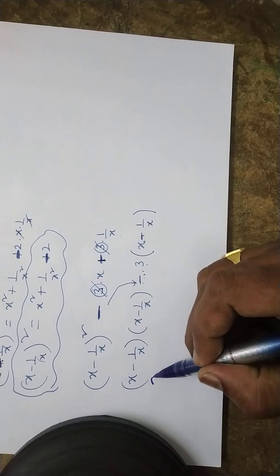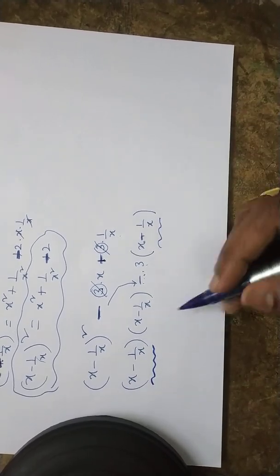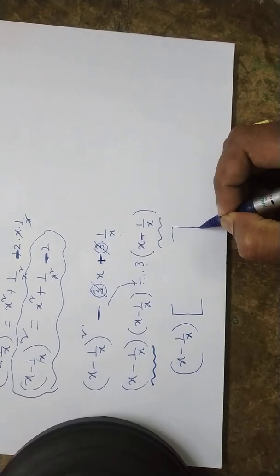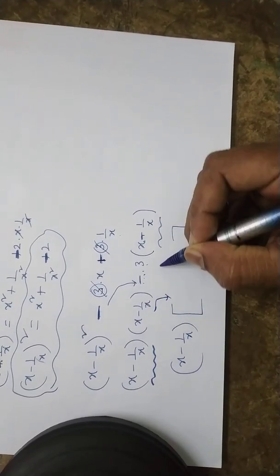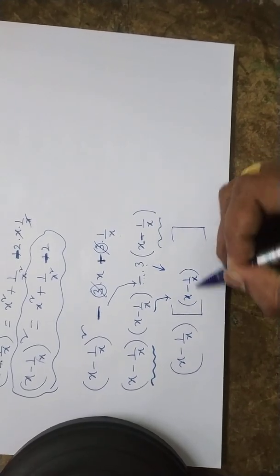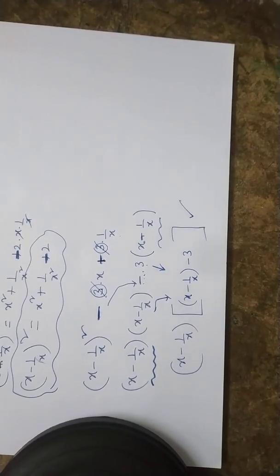Now x minus 1 by x is common here. x minus 1 by x you take out, and the remaining you have to write within the bracket. So drop this here, drop this here. x minus 1 by x, okay, minus 3. So this is what? We have 2 factors. That's it. Okay? Right.